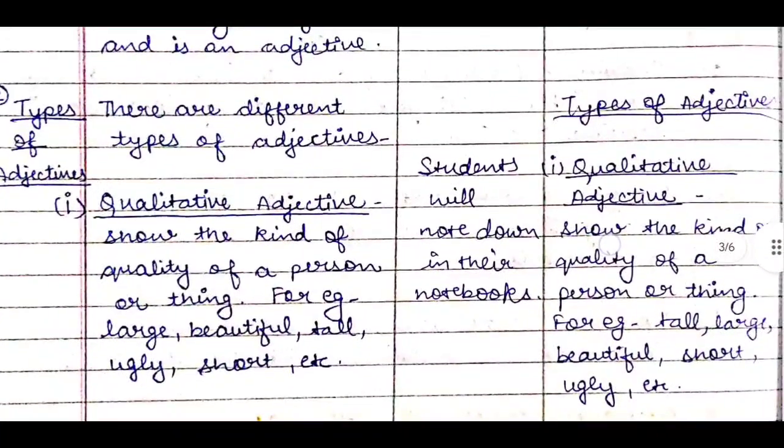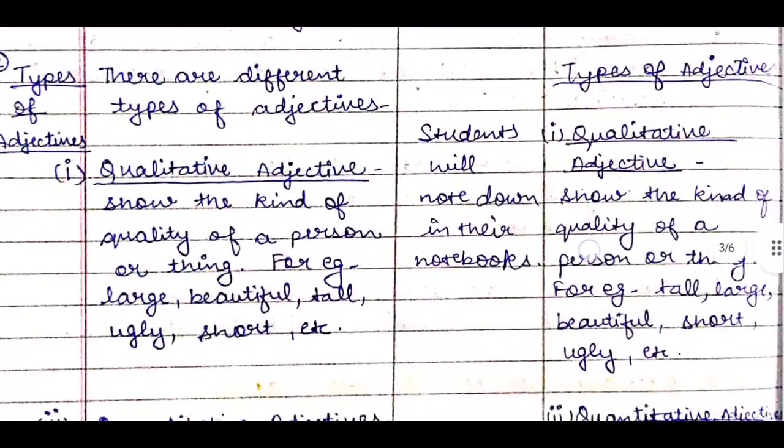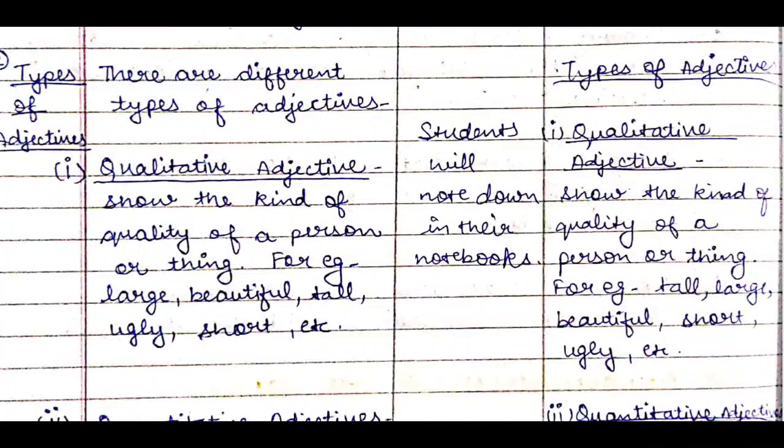After that, second teaching point is types of adjectives. Now we'll tell them the types of adjectives. So we'll write there are different types of adjectives. First one, we'll tell them qualitative adjective. So qualitative adjectives show the kind of quality of a person or thing. What is the quality? For example, large, beautiful, tall, ugly, short, etc.